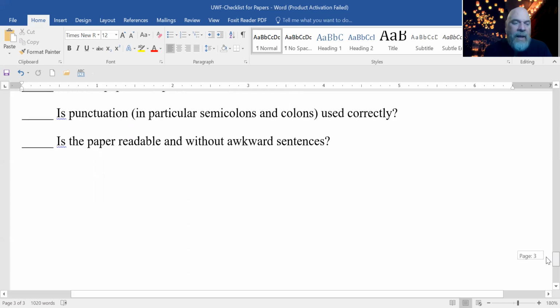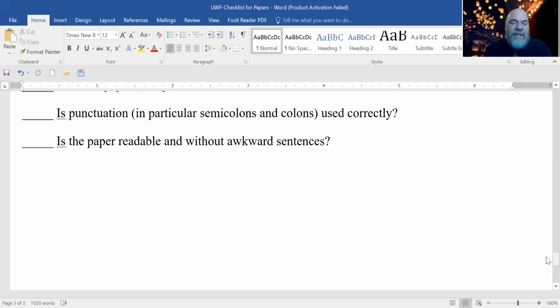Okay. And is the punctuation, in particular semicolons and colons, used correctly? Look at your papers. If you have semicolons and colons in there, just double check to make sure that you use them correctly. If you use them correctly, great. But again, a lot of people don't use them correctly. And it's one of those punctuation marks that when people see it, they look at it, and you'd be surprised how often you'll be judged by using an incorrect semicolon in your paper. So look at those, make sure that you're using them correctly.